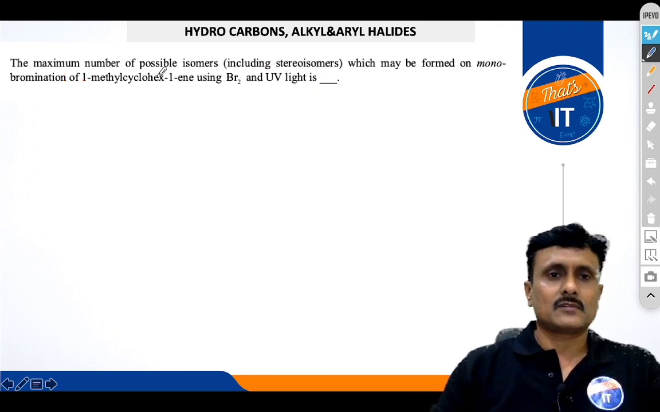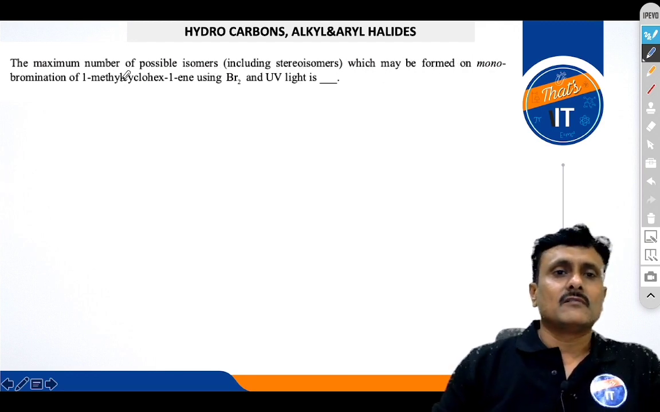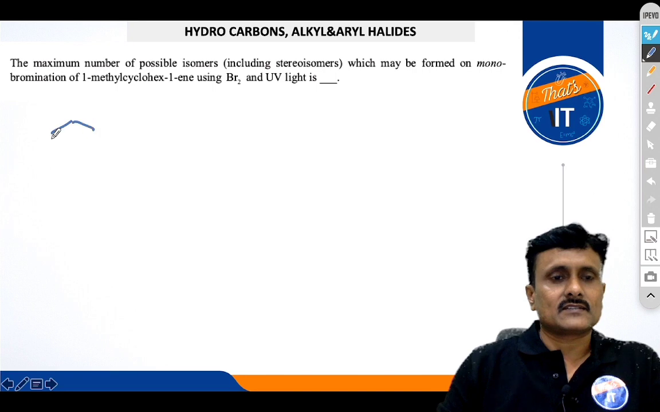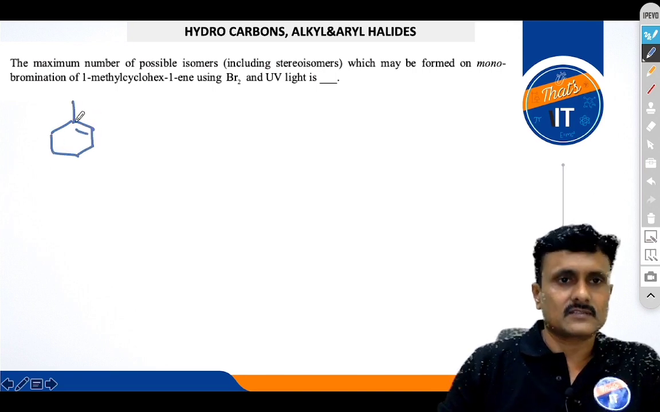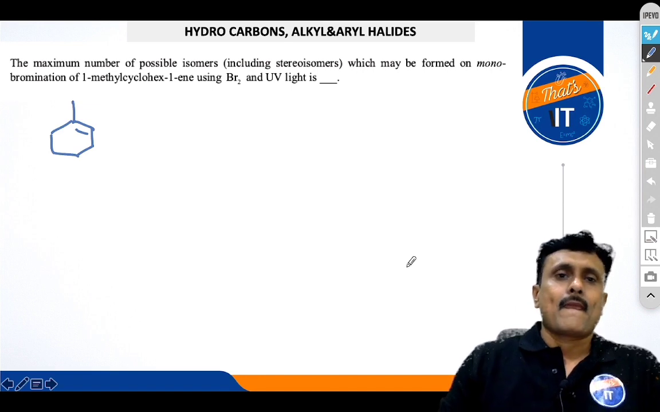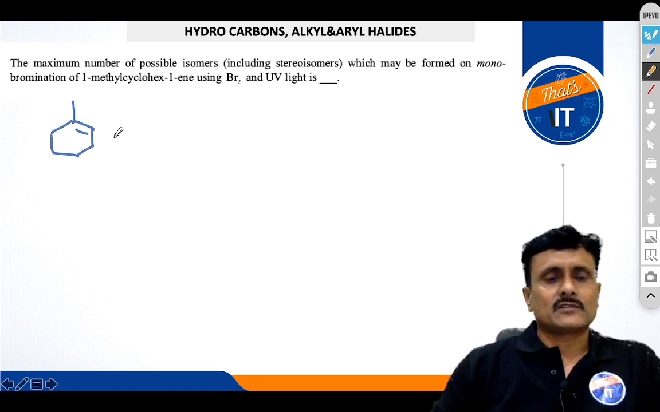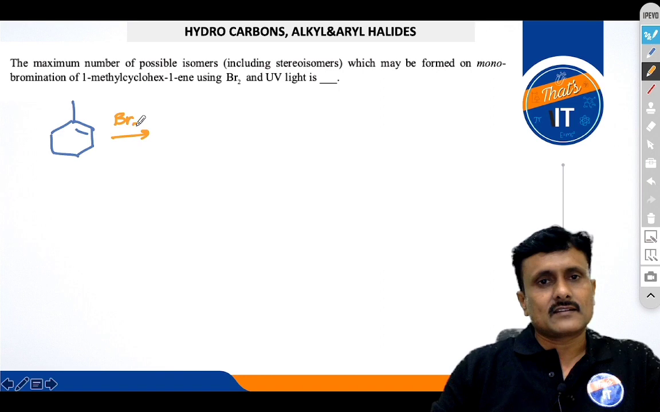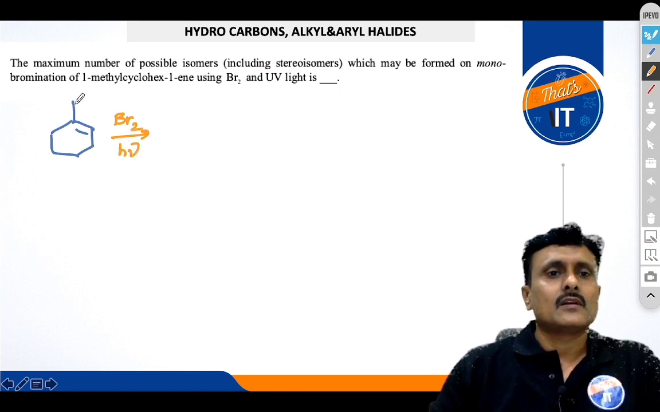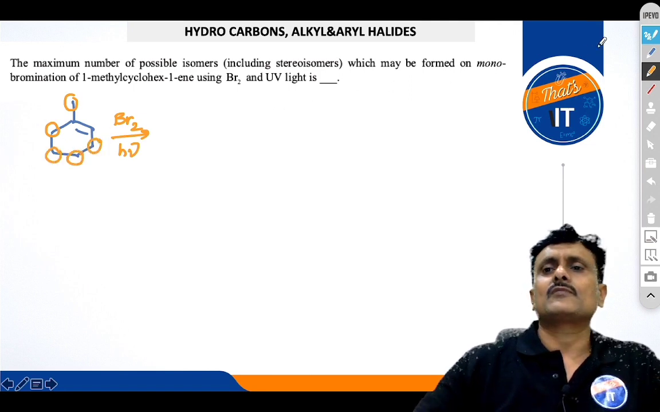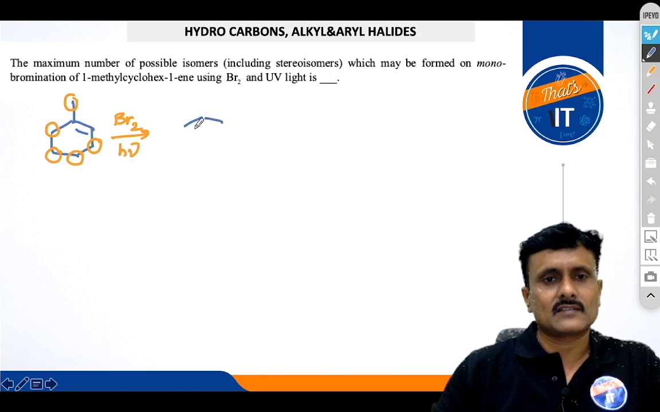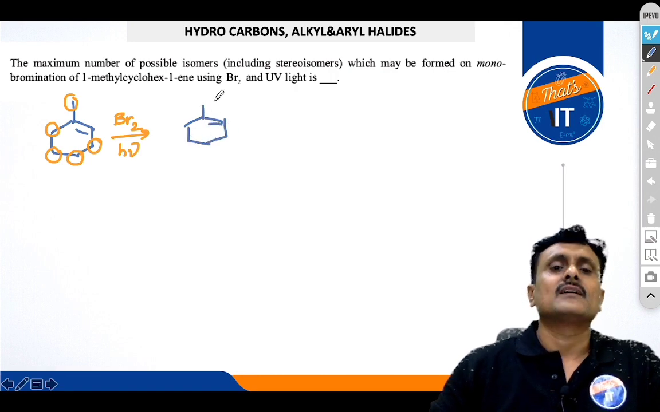The maximum number of possible isomers, including the stereoisomers, which are formed when 1-methyl cyclohexene is subjected to bromination, right? This is the reactant. Now you have to carry out a sequence of reactions. It's a free radical substitution. So there are multiple possibilities, right?